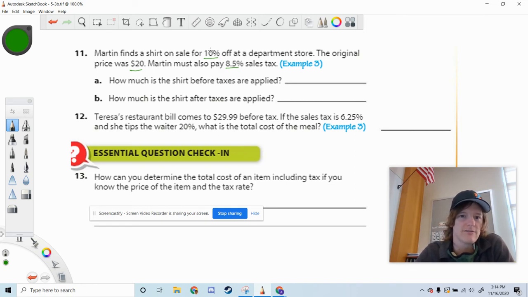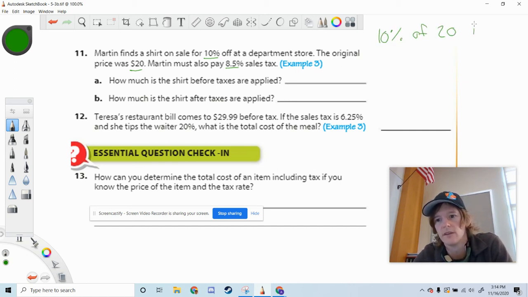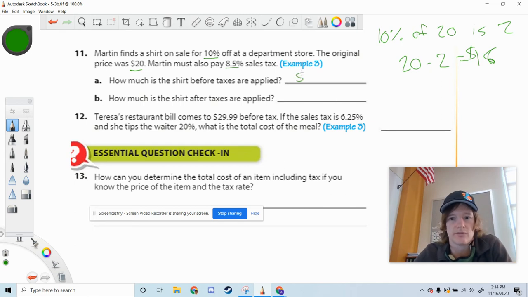Well, 10% off means we're going to figure out what 10% is of this and take it away. 10% of 20 is 2, and I know that because I moved my decimal over one time. I divided it by 10. So 20 minus 2, 10% off, you're saving $2. So it'll be a total of $18. How much is the shirt after taxes are applied?